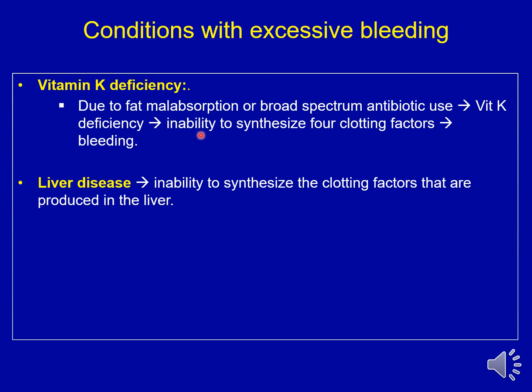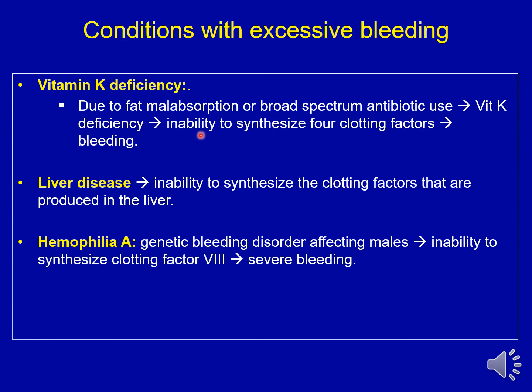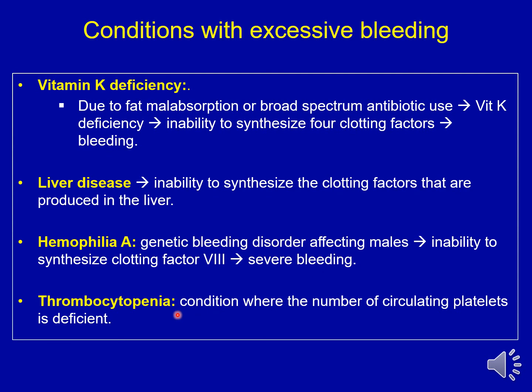Liver disease. As we know, the liver is the major site of the formation of clotting factors. So in chronic liver disease, there is a decrease in the formation of the clotting factors. Hemophilia A is a genetic defect causing a deficiency in factor 8, so there is severe bleeding on injury. Thrombocytopenia is a condition where the number of circulating platelets is deficient. These are the most common causes or conditions with excessive bleeding.